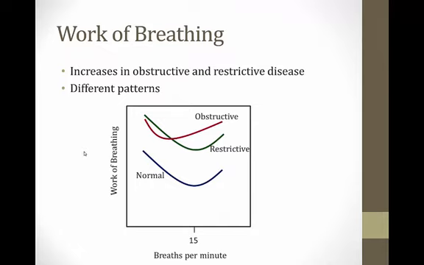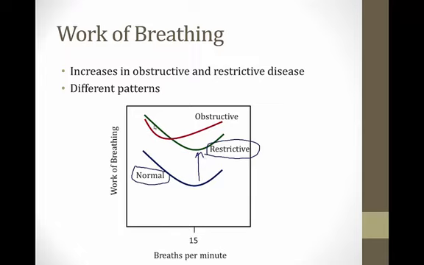So just like with spirograms, there are different curves for the work of breathing in restrictive and obstructive lung disease. So let's take a look at that. This is the normal patient in blue here, and let's look at the restrictive patient first, which is represented by this green curve here. The first thing you'll notice is that at all respiratory rates, the restrictive curve has more work of breathing required. And that should make sense to you. Patients with restrictive lung disease have sick lungs. It's harder for them to breathe. They have to expend more energy to breathe.